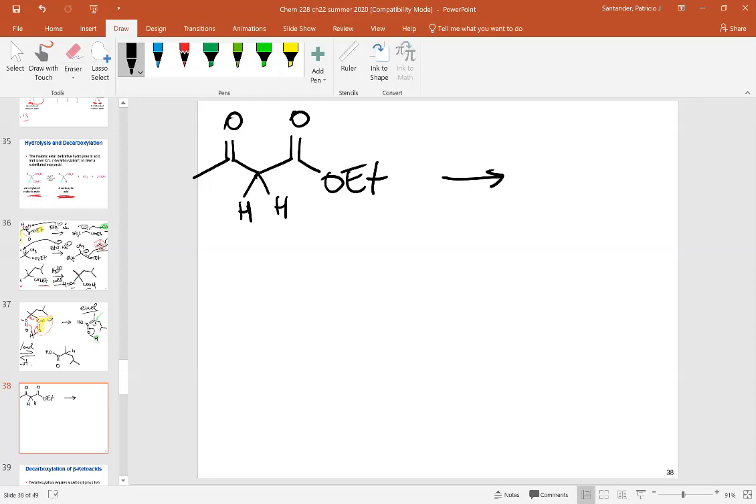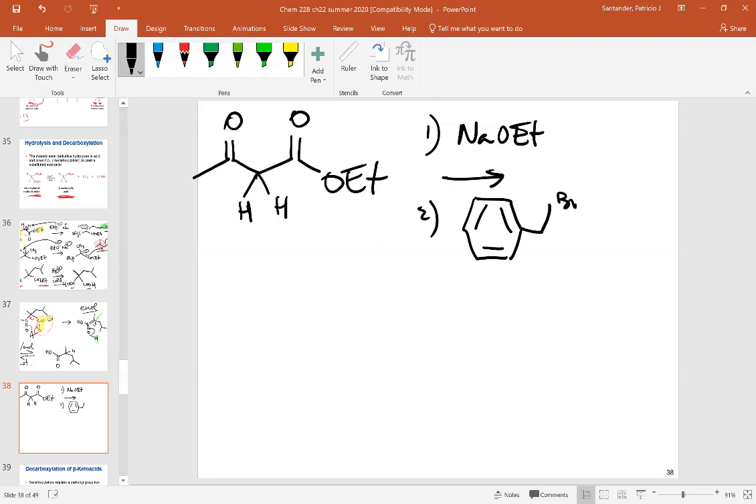Let's do it like this. I'm going to put step number 1, sodium ethoxide. So now you know what happens there. Sodium ethoxide will abstract one of those protons. Step number 2, I will perform the reaction with benzyl bromide. So that is a primary bromide. So there should be not much of a problem getting displacement of that.